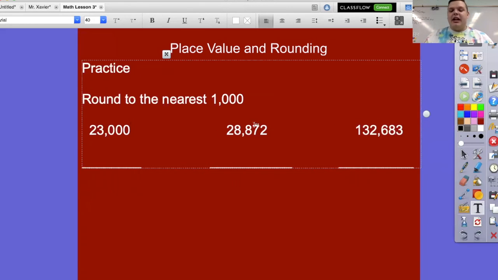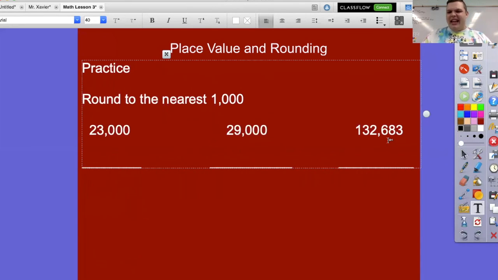In this case, 28,872. We're looking at the thousands place. That's an 8. We look to the right. Oh, that is an 8. That's bigger than 5. So I have to take this 8 and bump it up to a 9. And then I have to change everything after it to zeros.